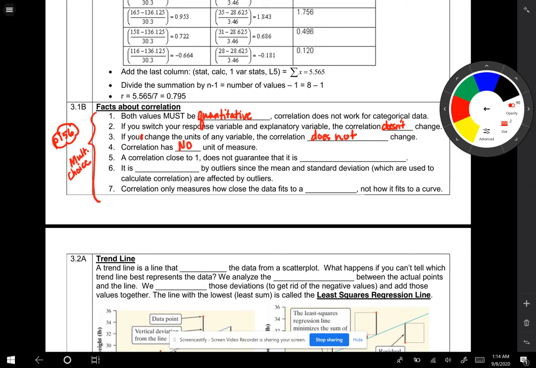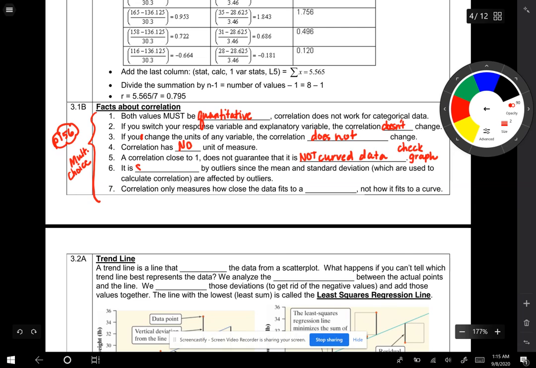Okay. A correlation close to 1 does not guarantee that it is not curved. So you must check your graph. So just because it has a correlation of 1 does not mean that it's linear. It could still be curved.